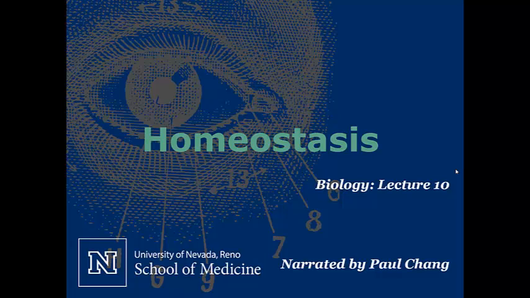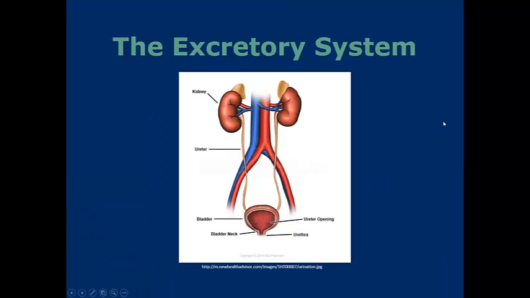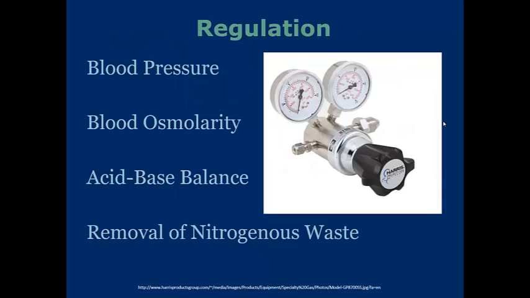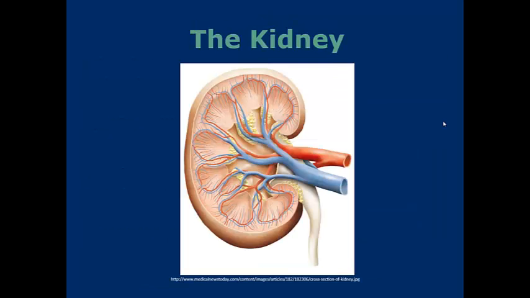Going into our 10th lecture in this module, we're going to talk about homeostasis, in particular the excretory system and the skin. Let's start with the former, the excretory system, which is comprised of the kidneys, the ureters, and the bladder. The primary functions of the excretory system are regulation, in particular of blood pressure, blood osmolarity, acid-base balance, and the removal of nitrogenous wastes from the body.